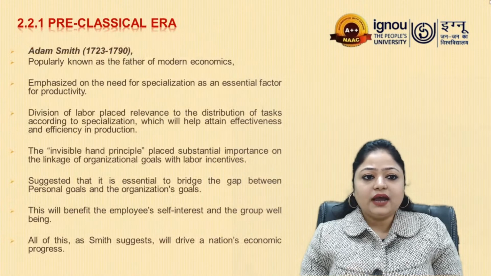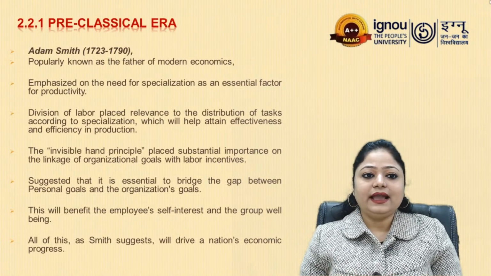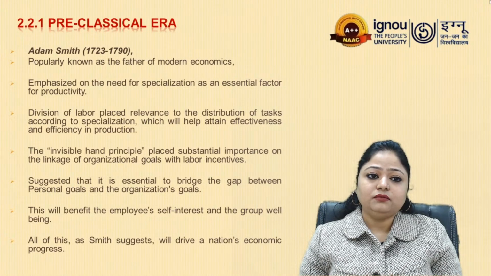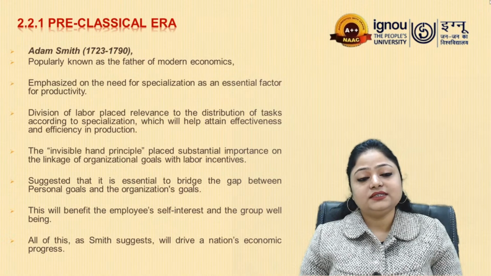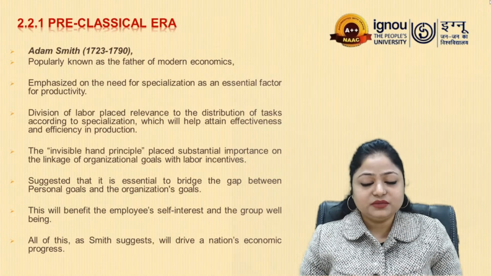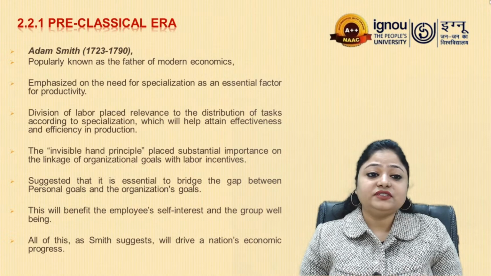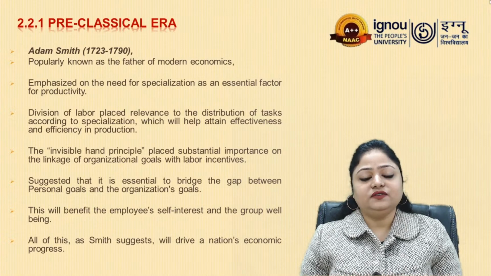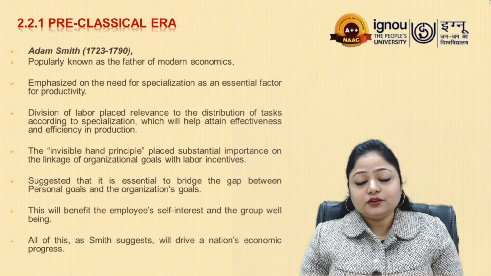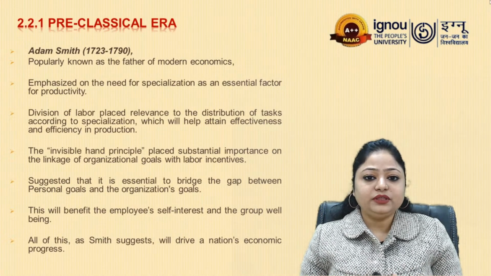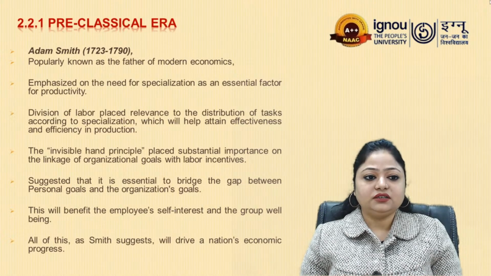Okay, so starting with the pre-classical era, we have Adam Smith, and his lifetime was from 1723 to 1790. He was popularly known as the father of modern economics, as we all know, and he emphasized the need for specialization as an essential factor of productivity. So generalization in terms of industrialization cannot happen. So specialization has to be there for increasing the productivity.